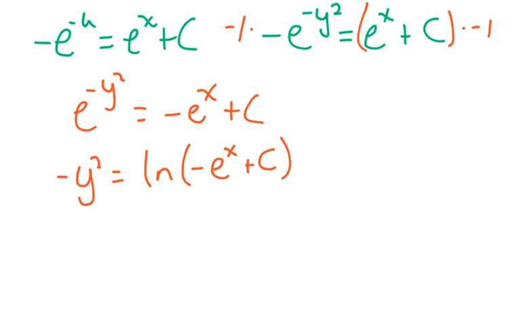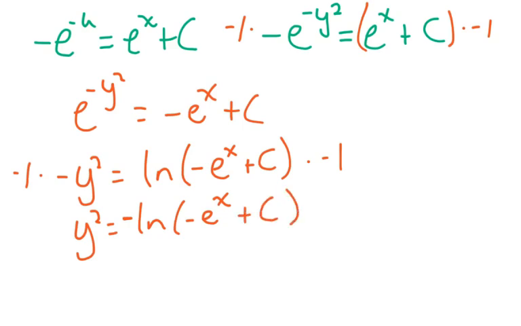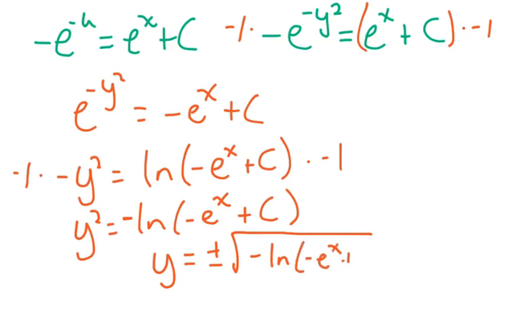One more time, I'm going to multiply both sides by -1 to get rid of that negative in front of the y. And I'm going to get y squared equals the negative natural log of negative e to the x plus c. And finally, I would need to take the square root of that, and I'm going to have to say y equals positive or negative square root of negative natural log of negative e to the x plus c.